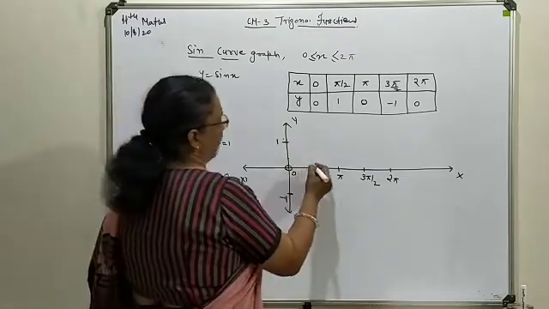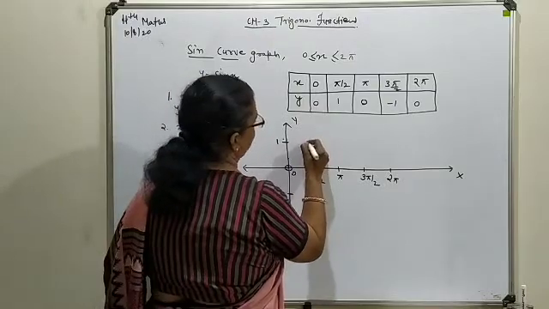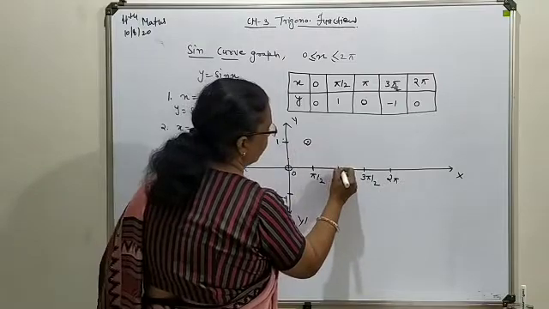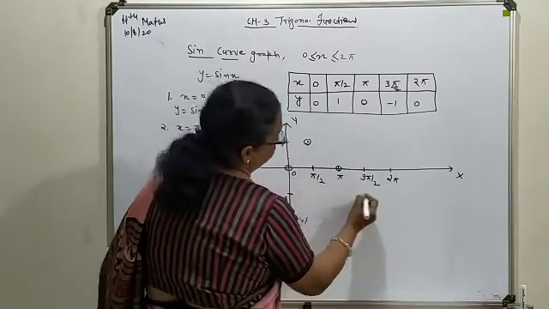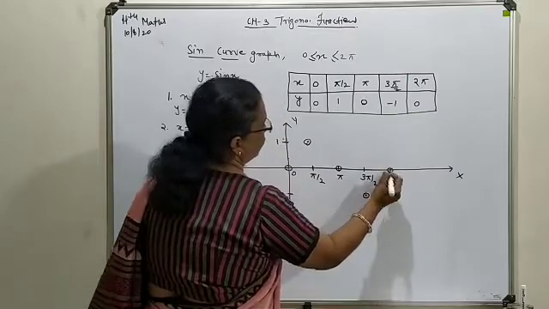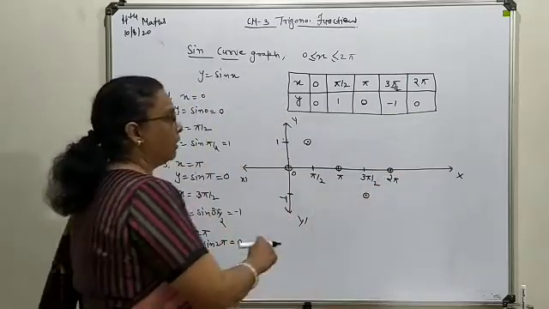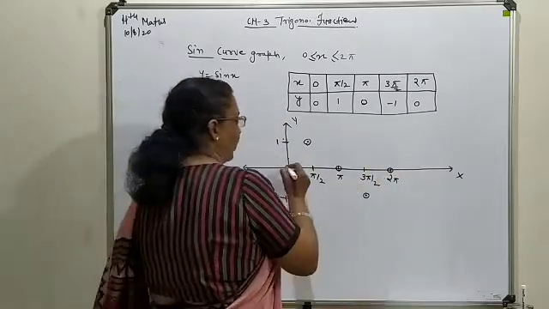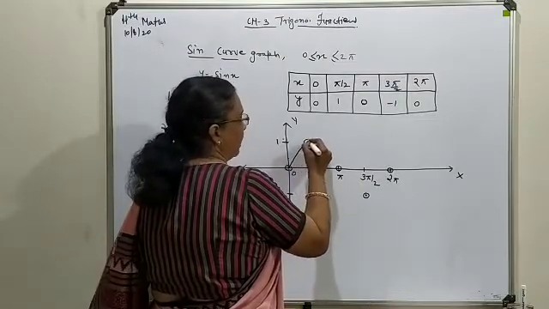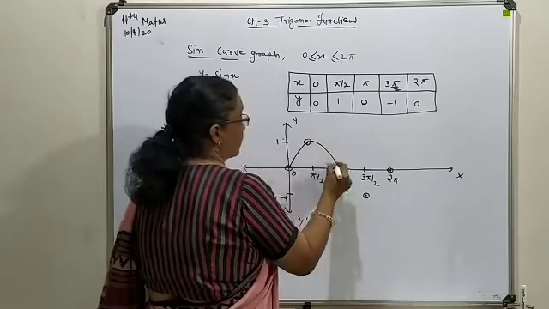Now at pi by 2 the answer is 1. So here you will make a point. At pi it is 0. At 3 pi by 2 it will give you minus 1. So here it will come. And again at 2 pi you have 0. Now join them with a curve. Here you will not use a scale to join them, because it is a curve.